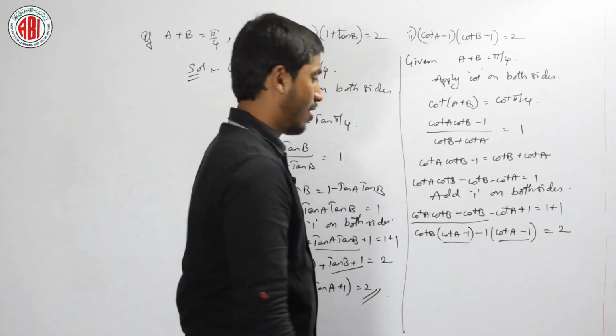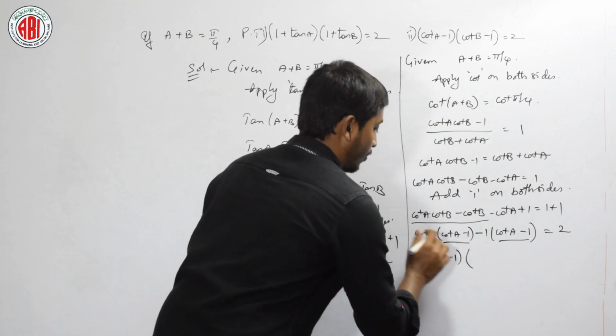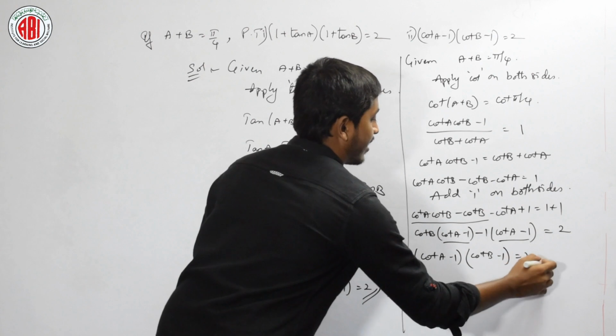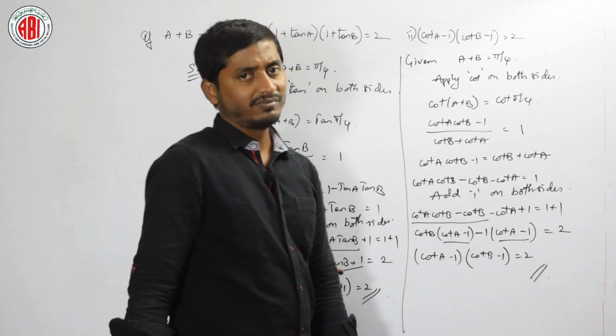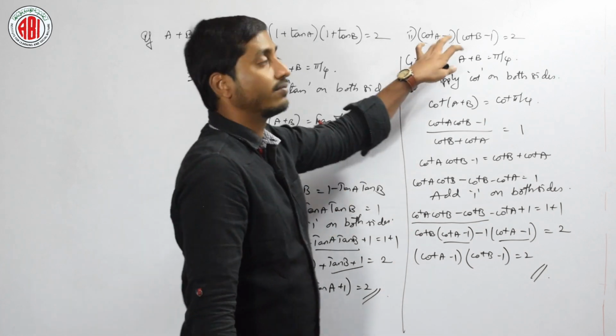Can we take it as common? That is cot a minus 1 into, here cot b is left, here 1 is left, that is nothing but 2. Is it what we are trying to solve, right? It is the same thing, clear?